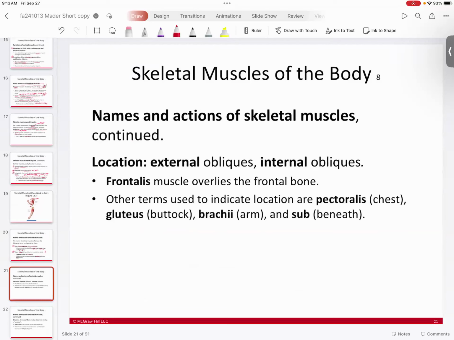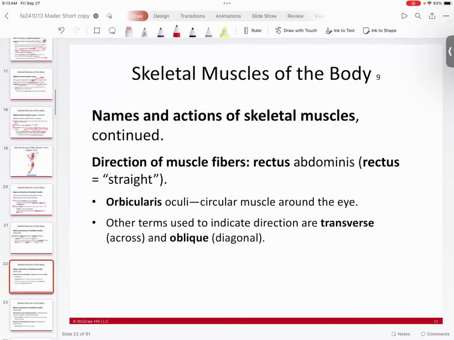A third one that we can do is by their location. For instance, your external obliques or your internal obliques, basically their outer or inner sets. Frontalis basically is overlying the frontal bone. Other sorts of terms, your pectoralis is your chest, your gluteus is your buttock, your brachii is your arm, and sub means beneath. So like subscapularis, beneath the scapula.